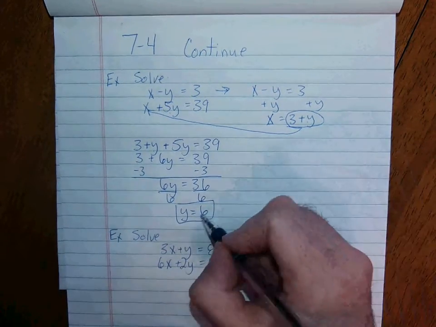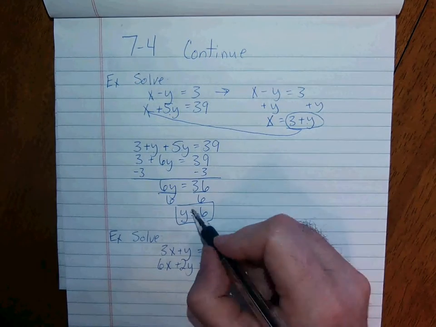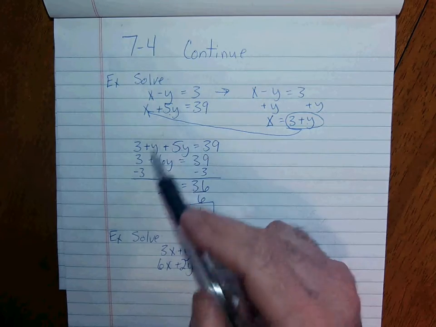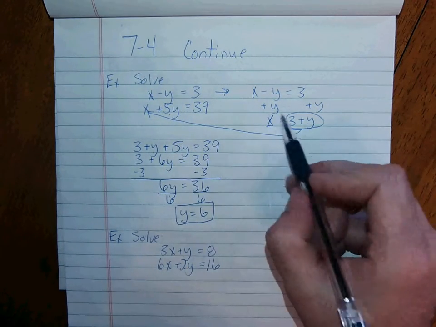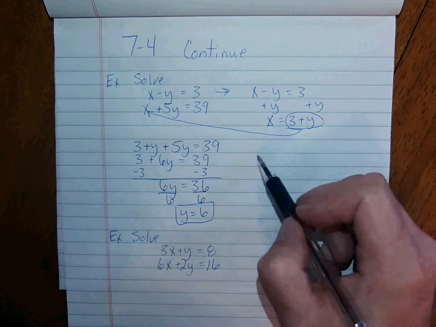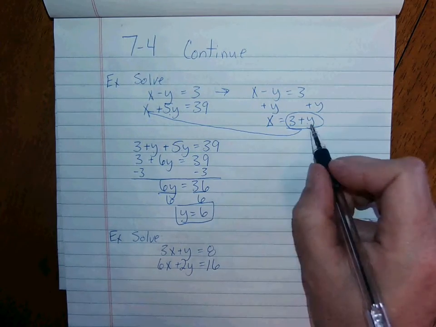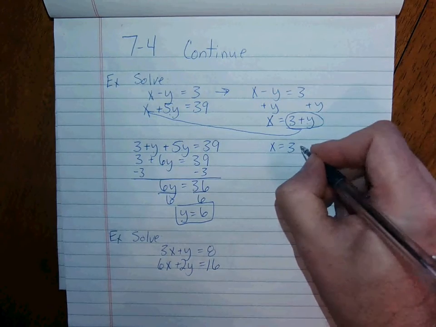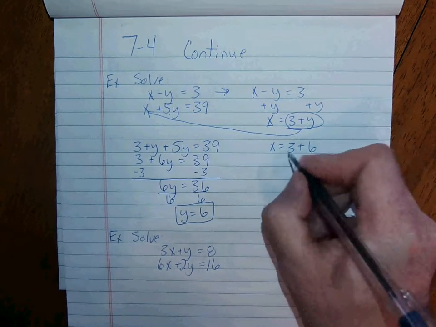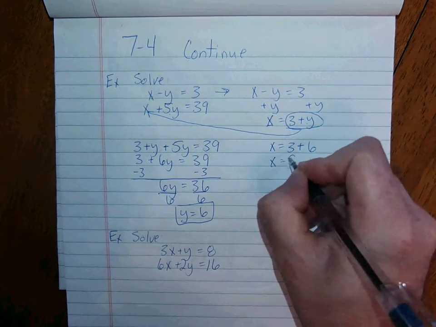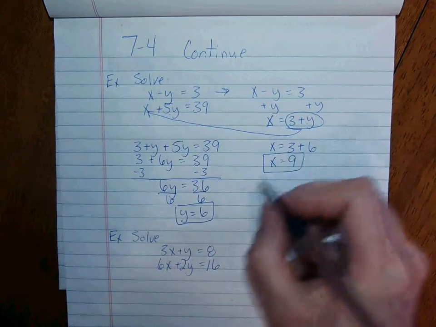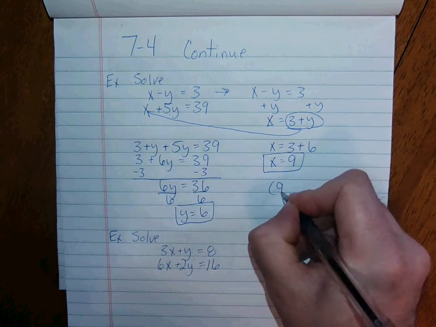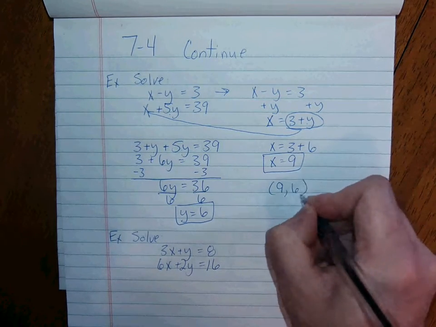Now, a couple of things that you can do here. You can take this answer that you just found and substitute it in one of the two original equations. But since you already solved for x, if you just take this value and substitute it in there, it saves you a step or two. So you have 3 plus 6. 3 plus 6 is 9. You get x equals 9 and y equals 6. If you want to write it as an ordered pair, you're going to have 9 and 6.